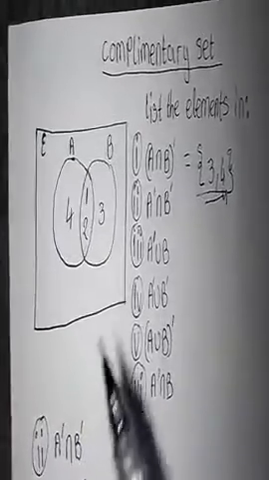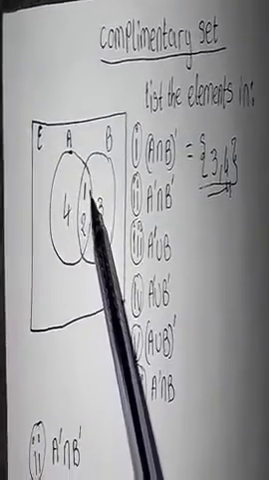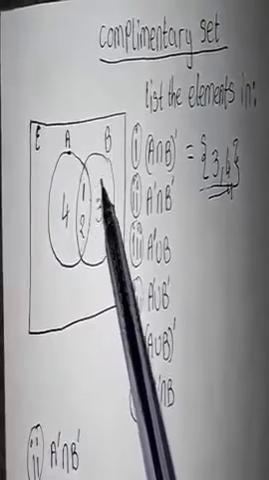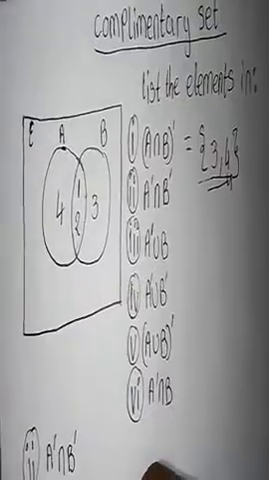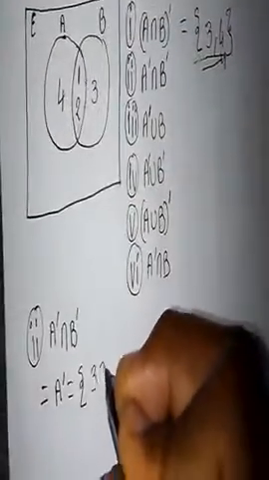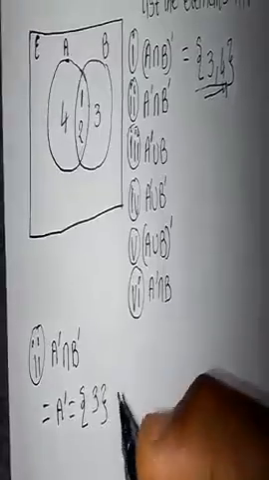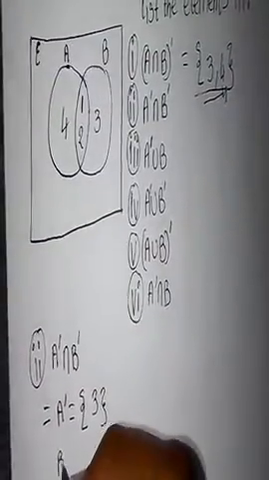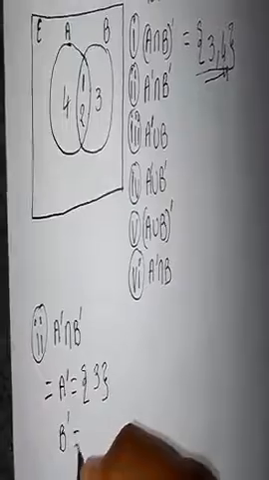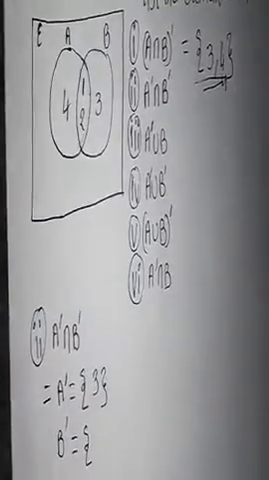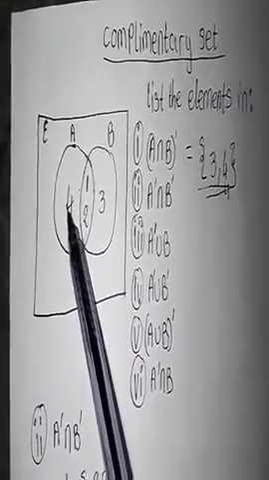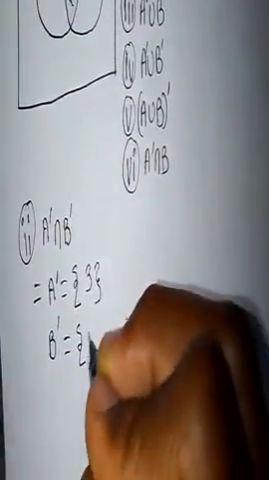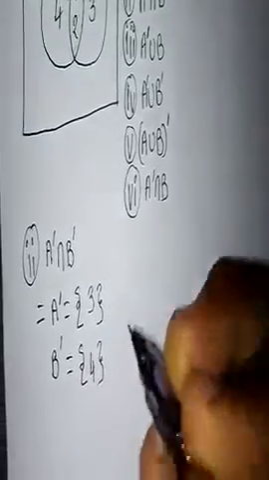Set A complement is everything outside of set A. So everything outside of set A is 3. That's the only element which is outside set A. So it's 3. Then next we're going to list the elements in B complement. So B complement is everything outside B, which is 4. So B complement is equal to 4.